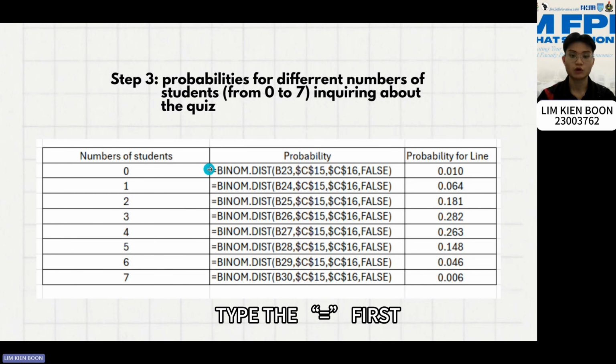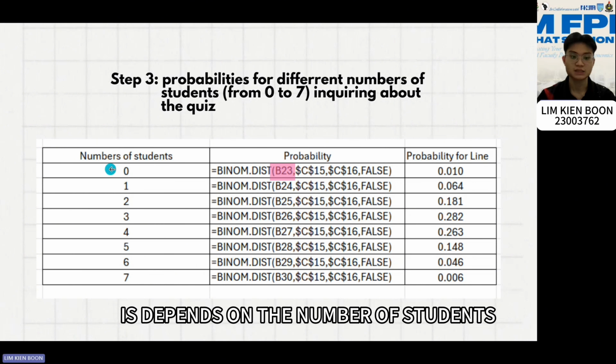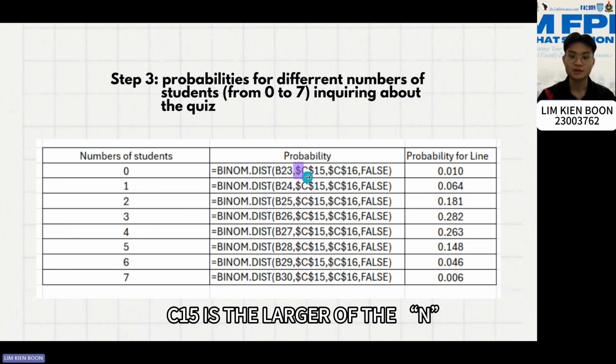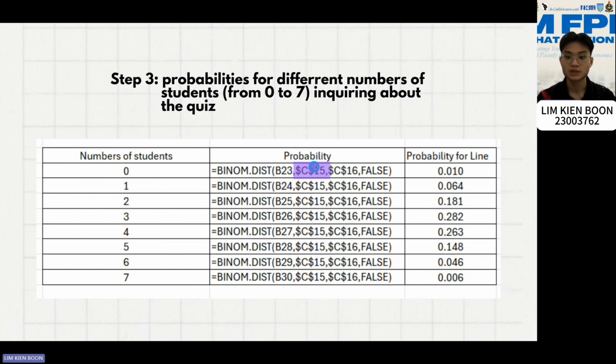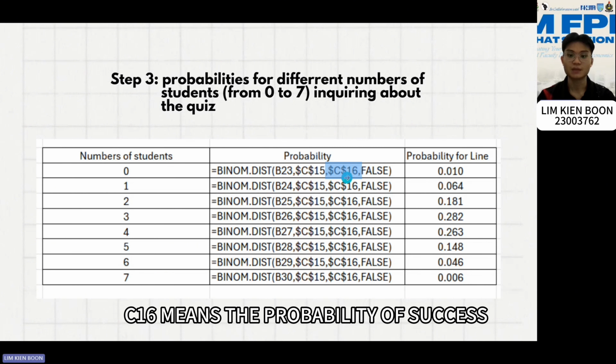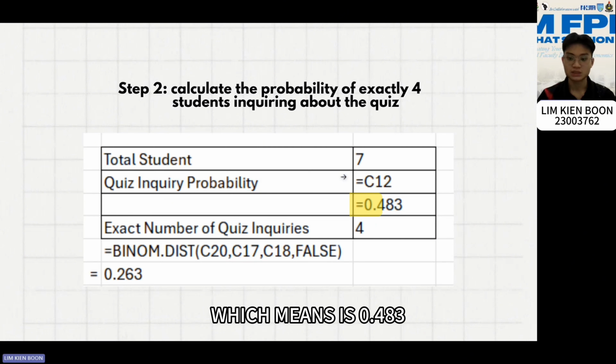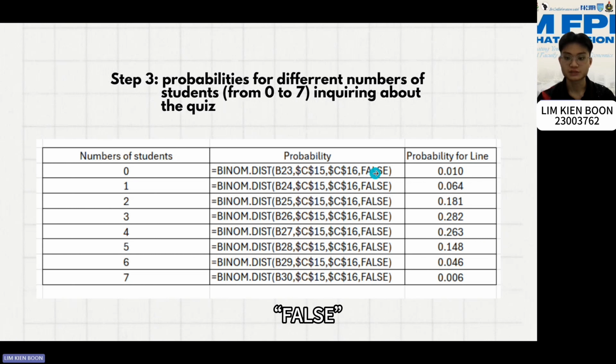First of all, type the equal sign and then BINOM.DIST, bracket, P33. P33 means the smaller n, which depends on the number of students. And comma, C15. C15 is the larger n, which is 7 in this case. And comma, C16. C16 means the probability of success, which is 0.483, and also comma, false.